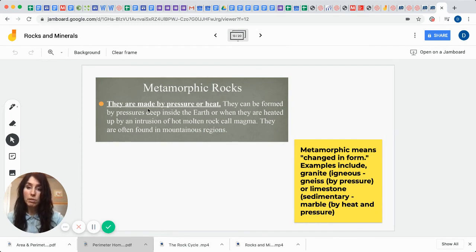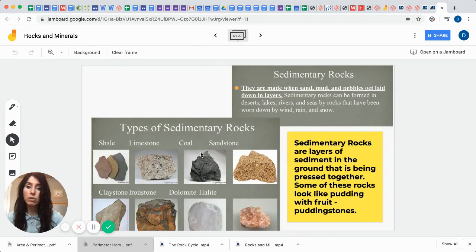Metamorphic rocks, so they are made by, let's go back for just a minute. On the sedimentary rocks, as you can see, there's our coal. So coal is just sloughed off from the remains of plants and animals that have died, and then layer upon layer will form the coal.